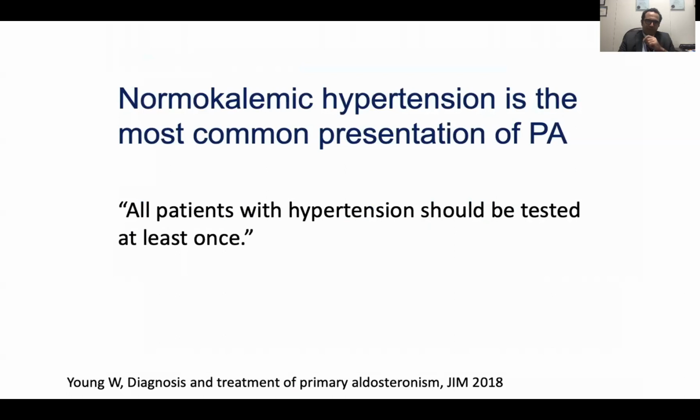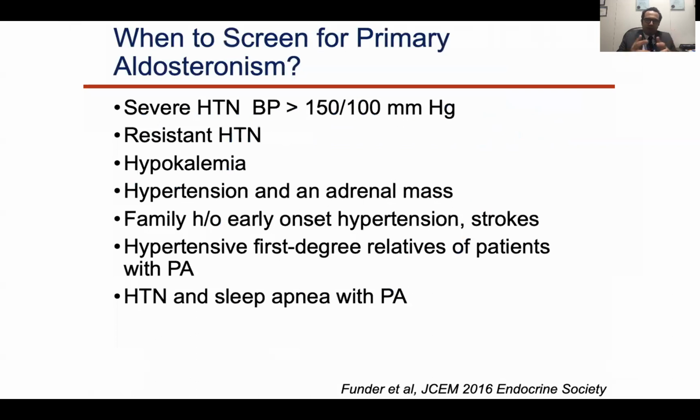As per William Young, all patients with hypertension should be tested at least once. But at least if we follow the primary aldosteronism guideline of the Endocrine Society, they say that at least the sustained hypertension of more than 150 by 100, resistant hypertension, which is defined as blood pressure uncontrolled despite 3 drugs, including a diuretic, hypokalemia and hypertension, hypertension and adrenal mass.